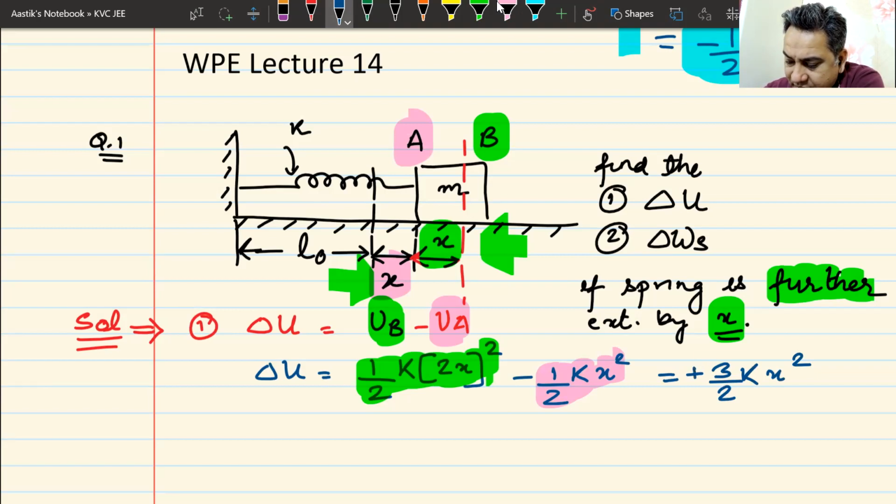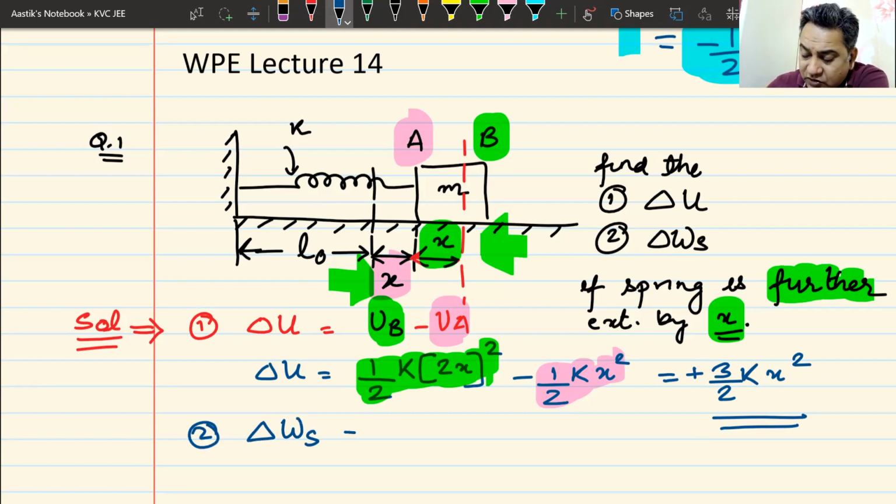With a positive sign. And that is your final answer of change in potential energy. Once you have done that, you can now find the work done by the spring in this case. Don't need to integrate it. Just use the concept that work done will be negative of change in potential energy. So work done is negative of change in potential energy.